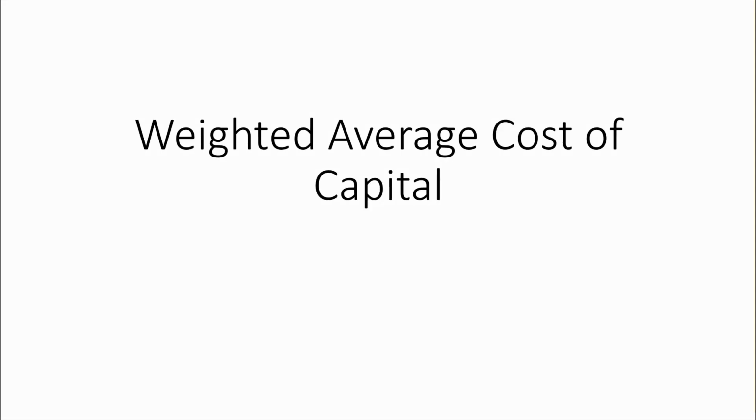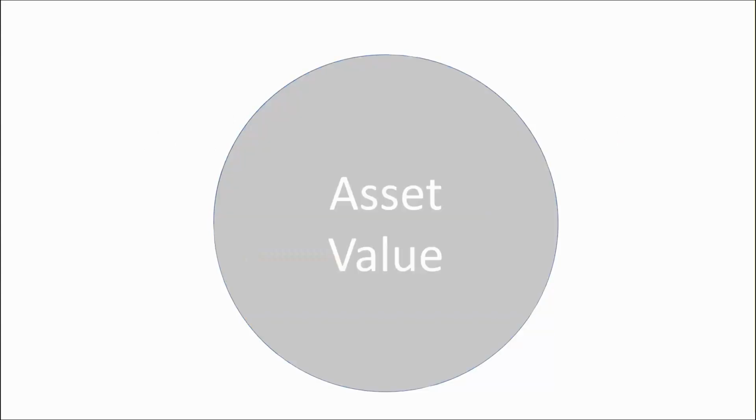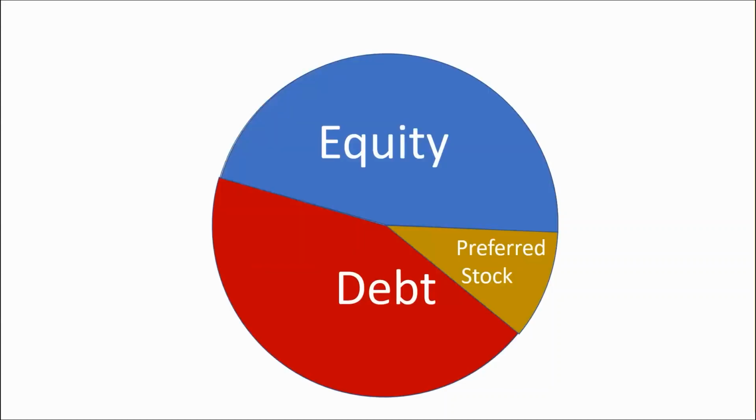The weighted average cost of capital is the cost of capital to be used when calculating the net present value of a firm's project. So think about a firm as a collection of all of its projects. The sum of all of those projects would be the market value of all of its assets. Those assets are financed with a variety of sources of capital, namely equity, debt, and preferred stock.